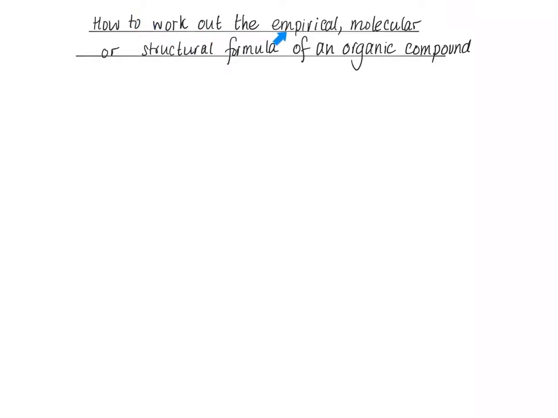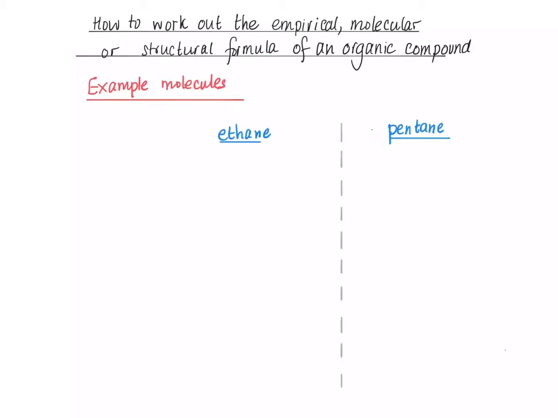How to work out the empirical, molecular or structural formula of an organic compound. So the two example molecules that we're going to use are ethane and pentane. They're both alkanes, they're both hydrocarbons, which means they only contain the elements carbon and hydrogen chemically bonded together.